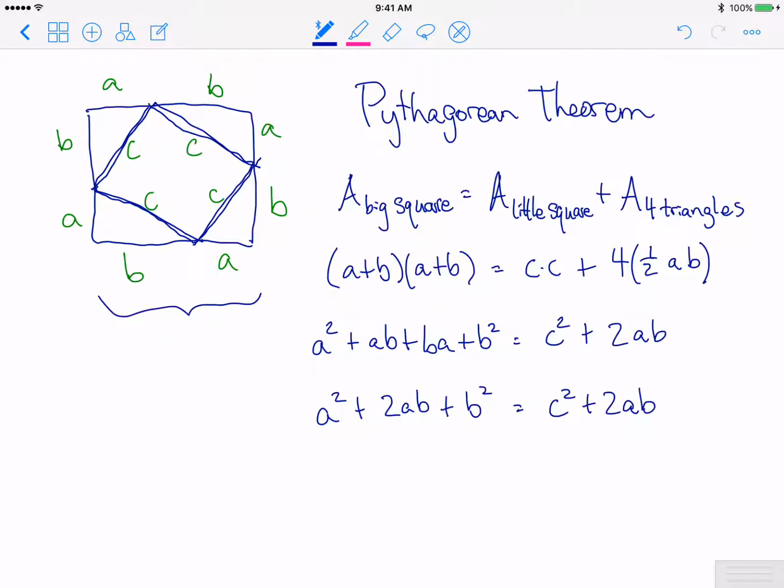Okay. If you notice, both of these have a 2ab in them, so it'd be nice to subtract that so we can get rid of that in a sense, make it a bit nicer, and voila, we come out to see that the derivation here supplies us with the Pythagorean theorem, where we get a squared plus b squared is c squared.